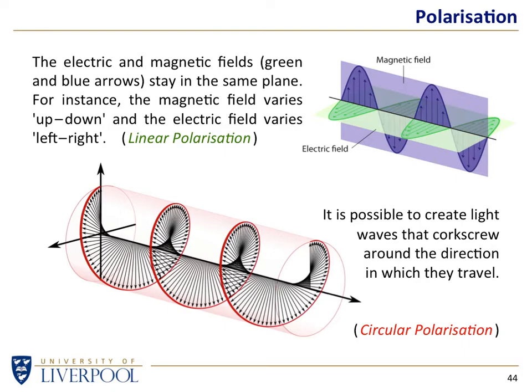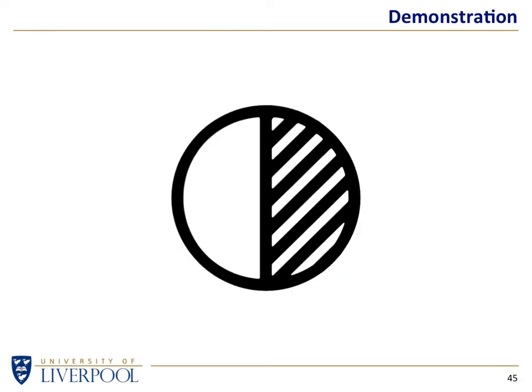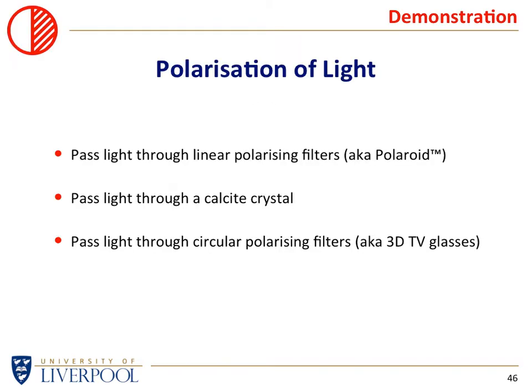And just like polarization in the linear sense can be either vertical or horizontal, so polarization in the circular sense can either be corkscrewing clockwise or corkscrewing anti-clockwise. So we don't need to worry too much about the subtleties, but it's interesting that it is possible for us to make circular polarized light. But other parts of the animal kingdom have actually beaten us to it. Let's have a look at some demonstrations.